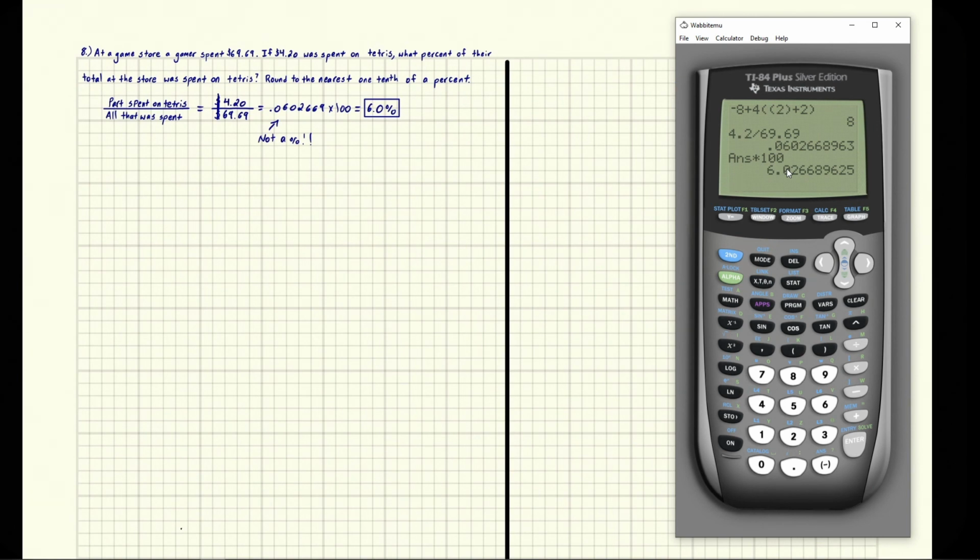So you'd simply do this. So this is our proportion. This is the decimal, and then by multiplying by 100, we get a percentage. And that's how you do that.